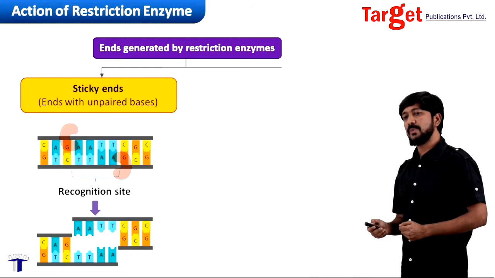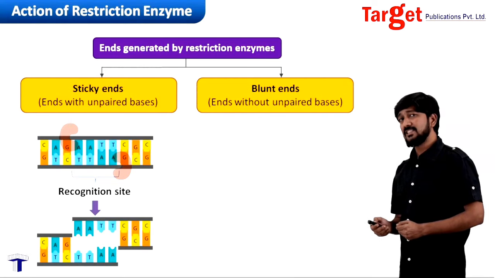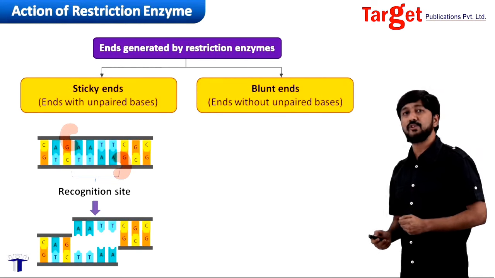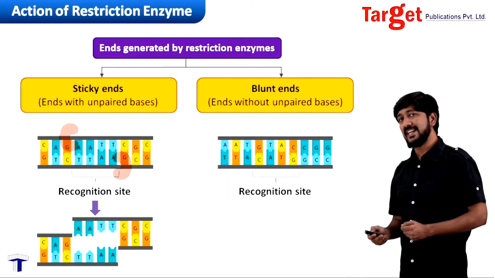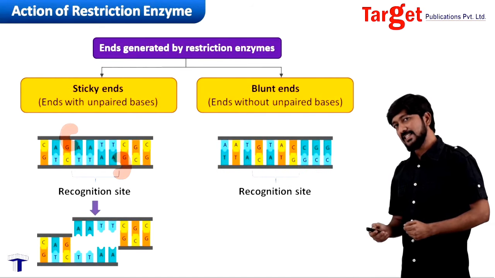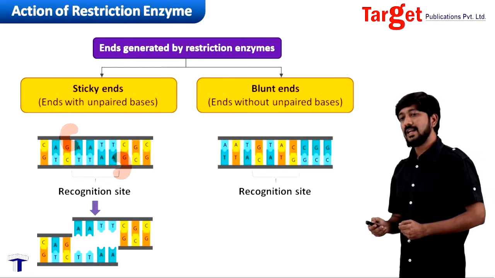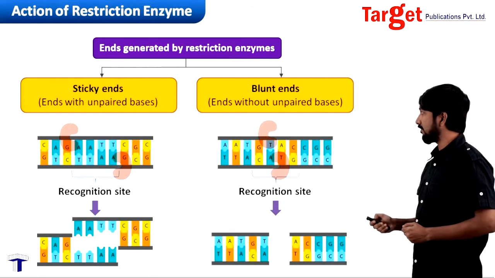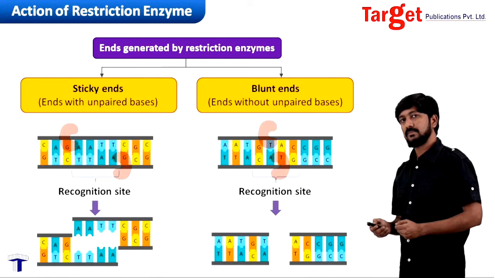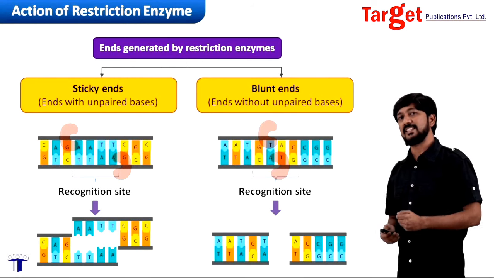The other end produced by the restriction enzyme is the blunt end. Blunt ends don't have free unpaired nucleotides at the end. So when we have a recognition site, the restriction enzyme recognizes this recognition sequence and cuts it within its length. Ultimately, we will have blunt ends. So this was all about the action of restriction enzymes.